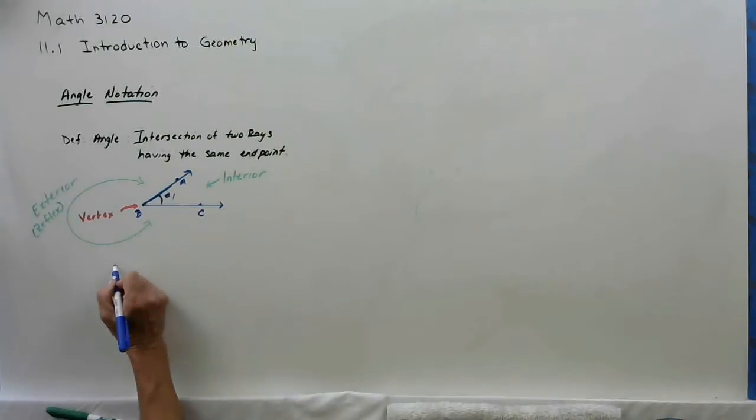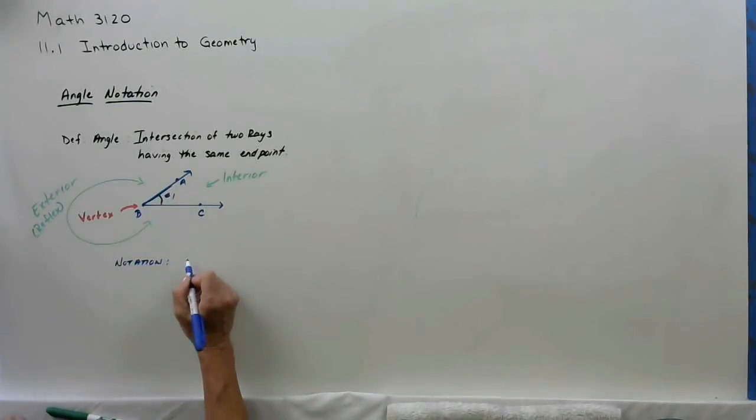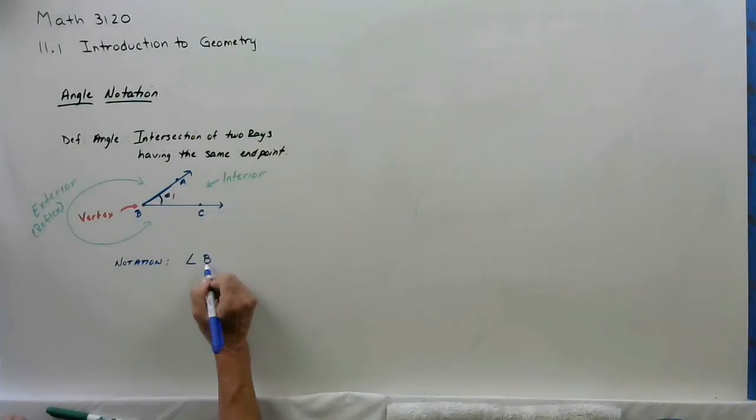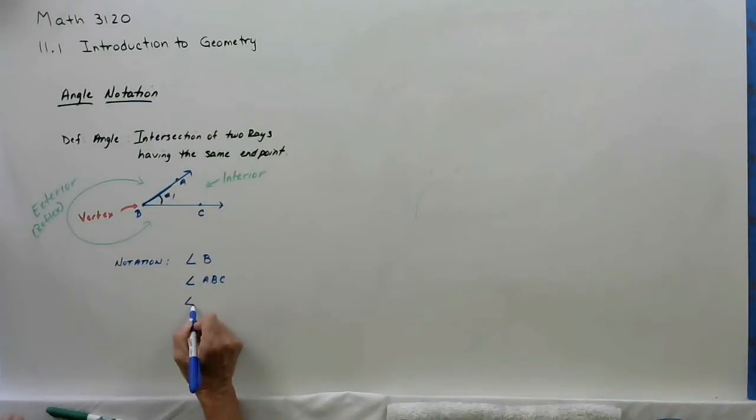So here's some notation you might see. This could be considered angle B, or it could be considered the angle created from going from point A to point B to point C in that order. Or you could have gone from point C to B to A. Or sometimes they just give you a number, like in this case, the number 1, angle number 1.